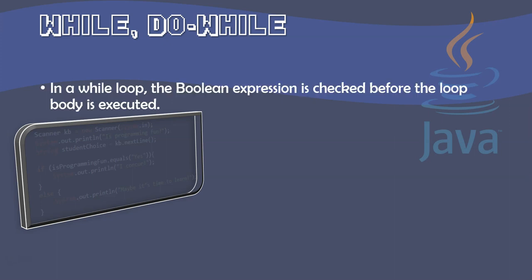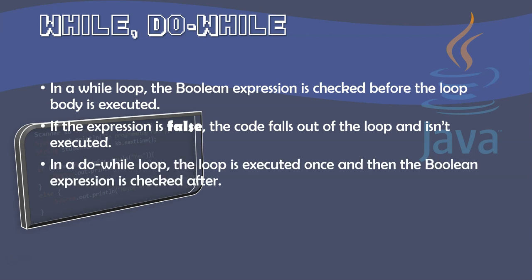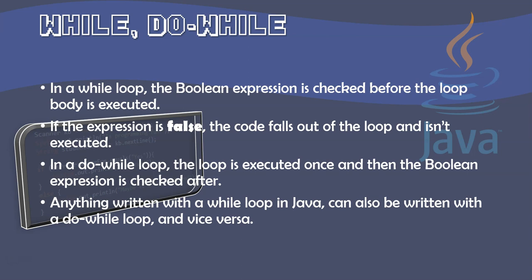In a while loop, the Boolean expression, which controls the conditions for that loop to run, is checked before the loop body is executed. If that expression comes back as false, the code is going to fall out of the loop and isn't executed. In a do while loop, the code is executed once and then the Boolean expression is checked afterwards. Anything written with a while loop in Java can also be written with a do while loop and vice versa.